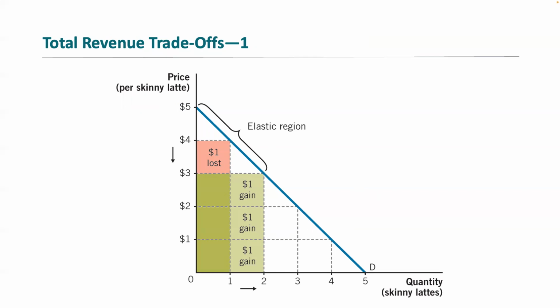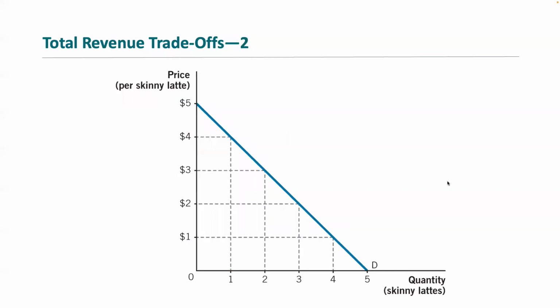In the elastic region of the demand curve, lowering the price will increase total revenue, and the gains from increased purchases, which is going to be a shaded area that we'll see a little bit later, will make up for those losses.